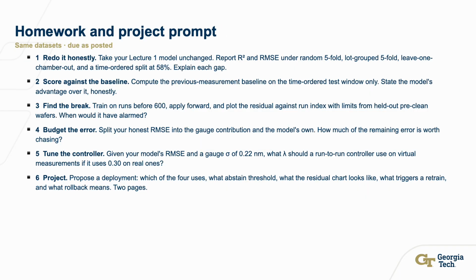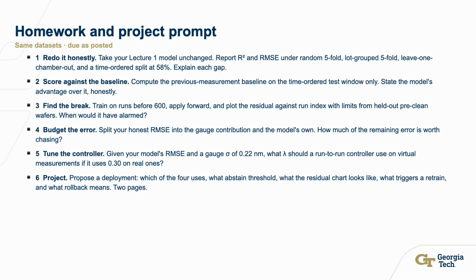Homework, same data sets plus a project prompt. Take your lecture 1 model unchanged and re-evaluate it in 4 ways: random, lot group, leave one chamber out, time ordered. Report R squared and RMSE for each and explain each gap. You should reproduce the number from slide 11.